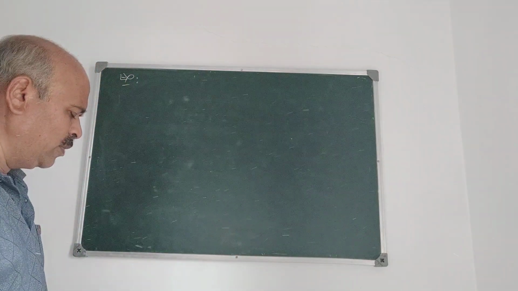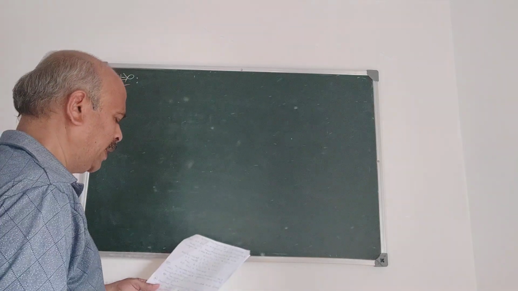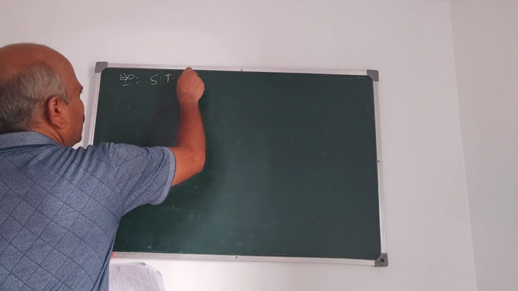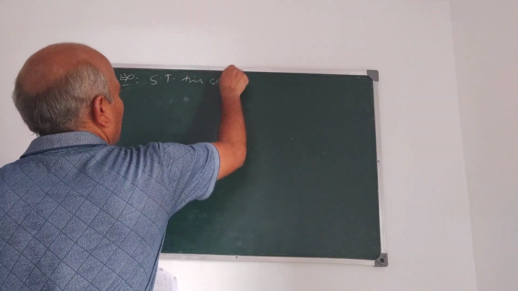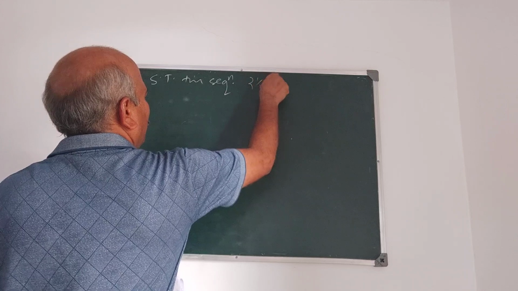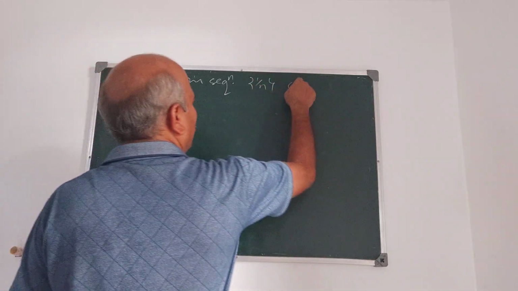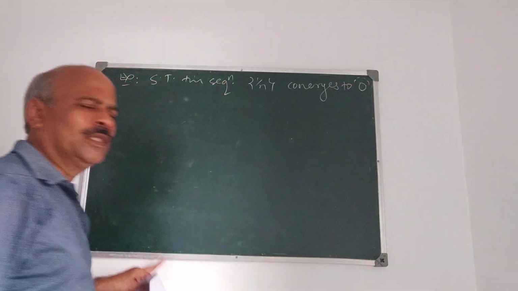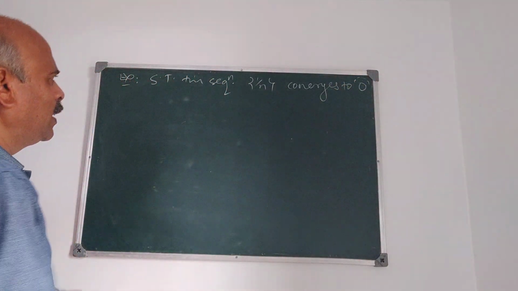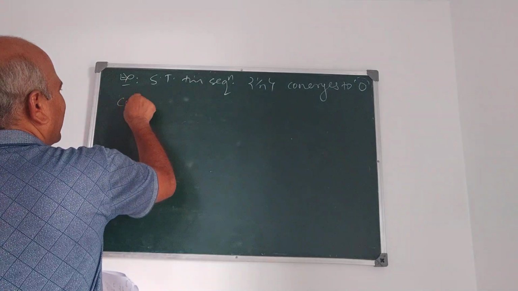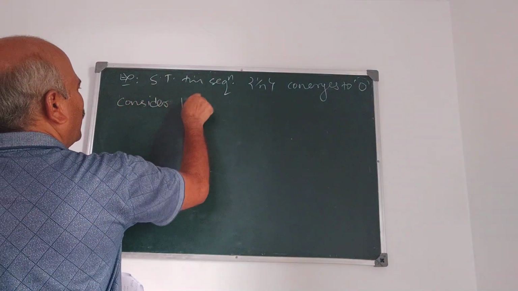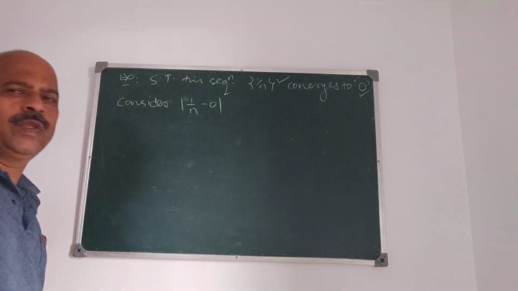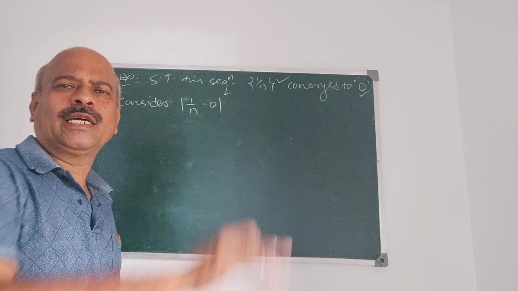Now I consider some simple problems. By using the definition, we have to test the convergence. Show that the sequence 1 upon n converges to 0. For this you have to use the definition. First I consider mod 1 upon n minus 0, because we have to prove that it converges to 0. It is already given; we have to prove that it converges to 0.